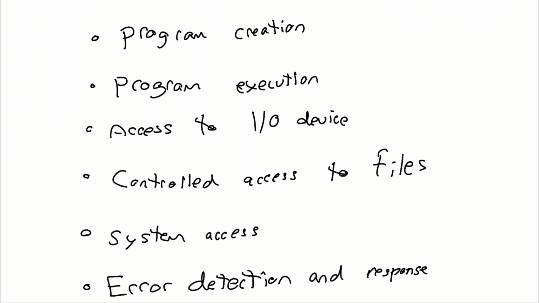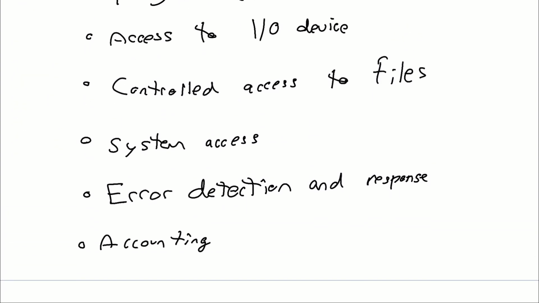So system access is also related to accessing resources when there's resource contention, or when multiple programs or multiple parts of a computer are trying to access the same resource. And finally, error handling, essentially.